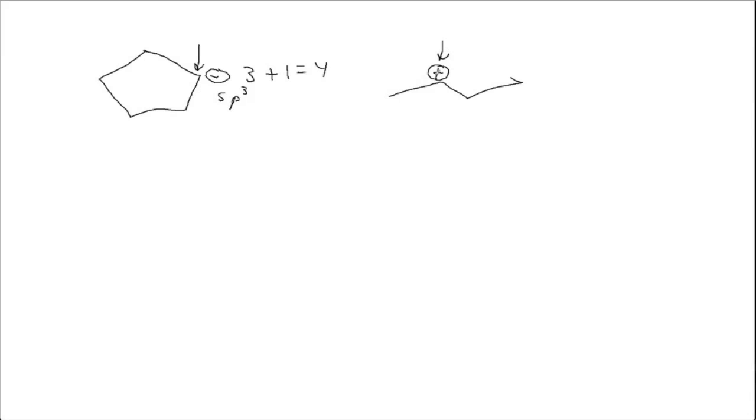Let's try the hybridization for this atom. So there's 3 attached atoms. Oh, wait a minute. There is 2 attached atoms. Scratch that. There's 3 attached atoms and no lone pair. So it's sp2. Sounds good. What are the 3 attached atoms? Hydrogen and 2 carbons. Great.